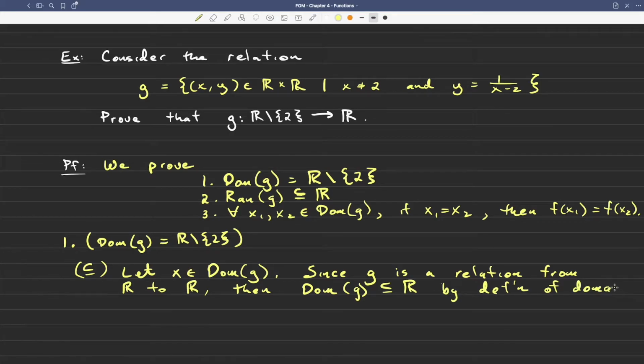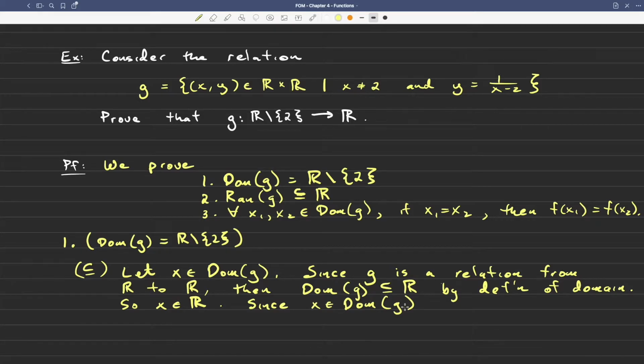The domain is always a subset of the first set in the relation. You know, if the relation's going from A to B, then the domain's a subset of A, just by definition. So we know x is a real number because x was in the domain, which is in the reals. Now, since x is in the domain, we can apply the definition of domain. And remember, the definition of domain is it's the set of all first components of ordered pairs that exist in the relation. So x here has to be the first component of an ordered pair that's in the relation.